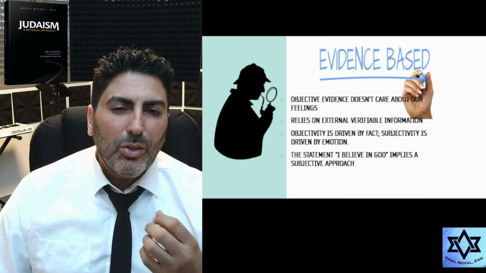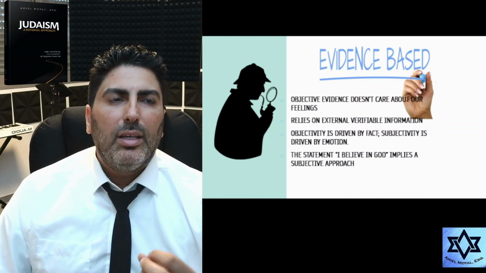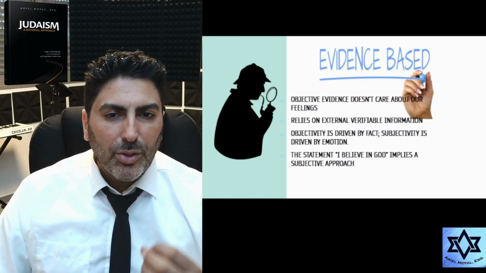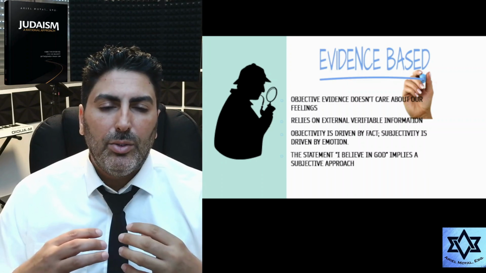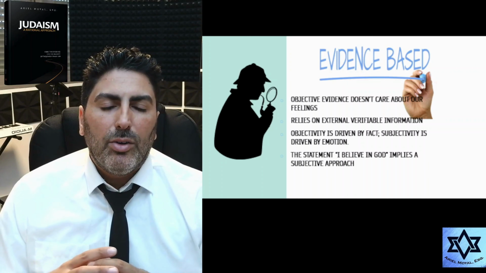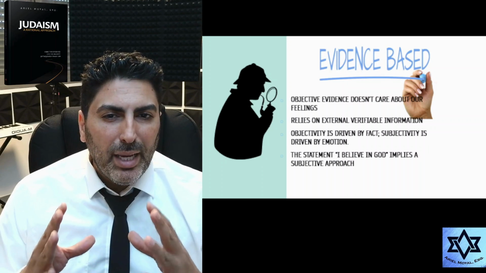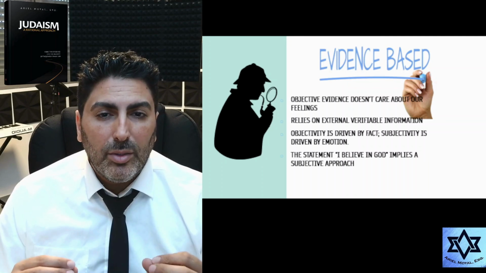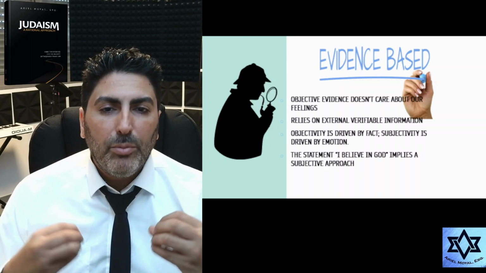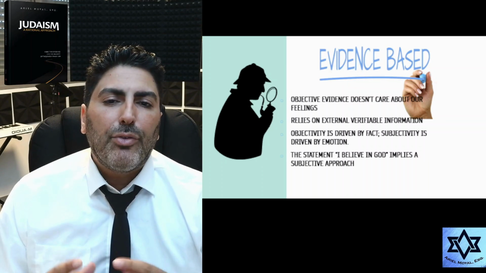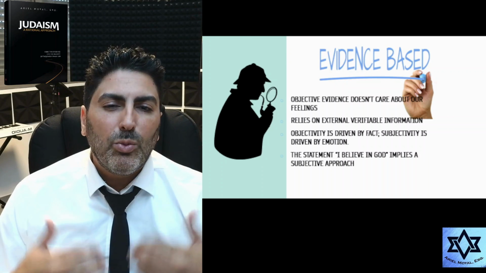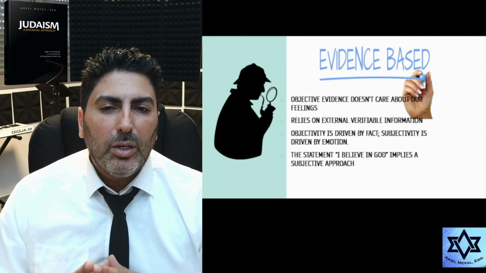We're going to be looking at what is the verifiable external information that we can connect to give a relevant answer on whether or not there's a creator, and whether this creator gave to mankind a human value system. We're going to be approaching it from the objective side and not from a personal feeling, which is what we're used to when we talk about religion.